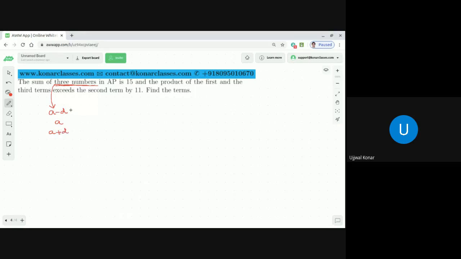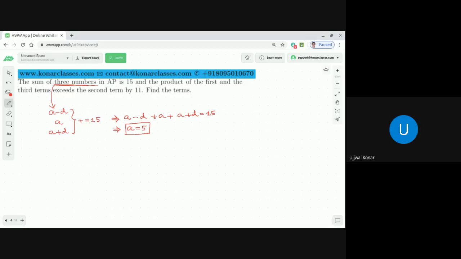According to the question, their sum is equal to 15, correct? So from here, what do we get? (a minus d) plus a plus (a plus d) equal to 15. From here, d gets cancelled and we get the value of a equal to 5. Correct, dear students? Yes. So one thing we are pakka sure of is that we got the middle term. Done.